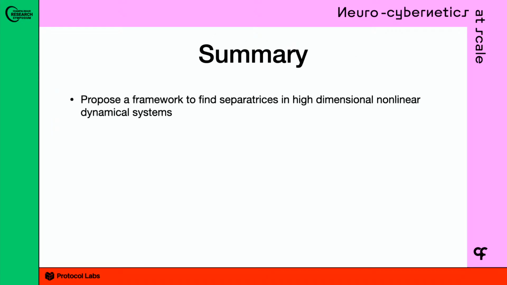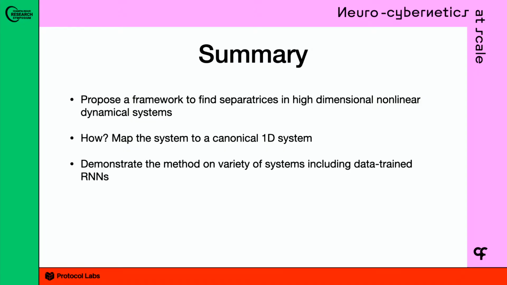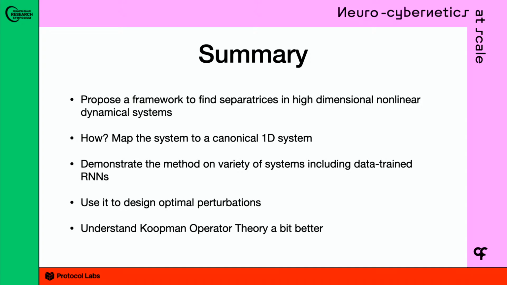All right, to summarize, we propose a framework to find separatrices in high-dimensional nonlinear dynamical systems, where we map the system to a canonical 1D system. We demonstrate this method on a variety of systems, including data-trained RNNs. And finally, we use it to design optimal perturbations. Along the way, we understood a little bit about Koopman operator theory, but that's more for ourselves at this point.